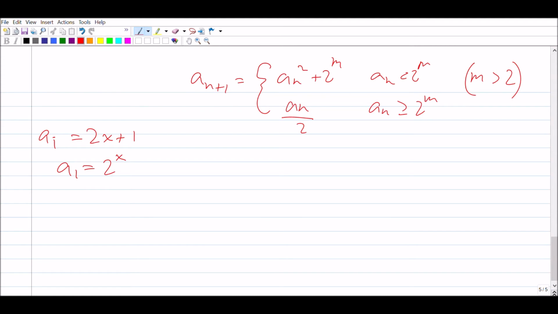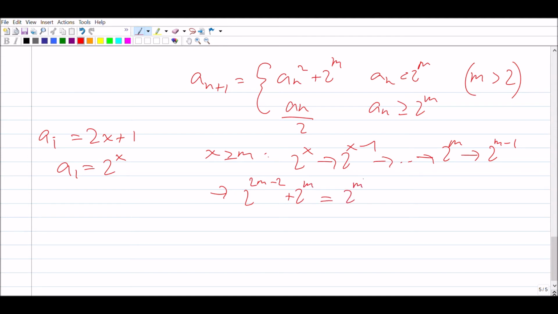So now what's going to happen? If x is larger than or equal to m, then we'll keep going. So we'll have 2 to the power x, then 2 to the power x minus 1, and so on till 2 to the power m. That will divide by 2 for the last time, so we'll get 2 to the power m minus 1. Then the next term will be 2 to the power m minus 1 squared, so 2 to the power 2m minus 2, plus 2 to the power m, which is equal to 2 to the power m times (2 to the power m minus 2, plus 1). Now since m is larger than 2, this term is larger than or equal to 2, since the exponent is positive. So now this is of the form L times 2 to the power m, where L is odd. We'll come back to this case in a while.